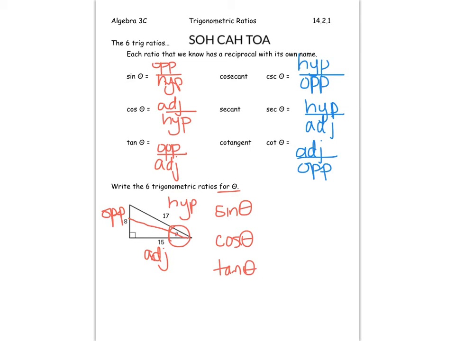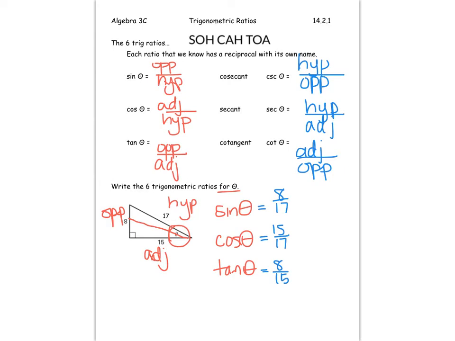So sine is opposite over hypotenuse, which would be 8 over 17. Cosine would be adjacent over hypotenuse, so 15 over 17. And tangent would be opposite over adjacent, so 8 over 15.